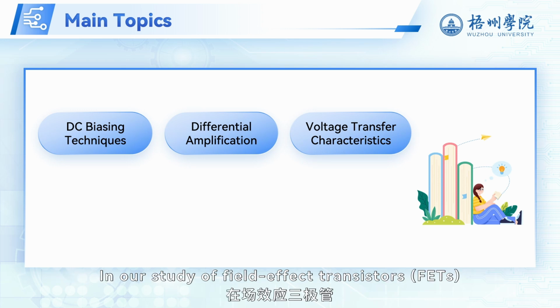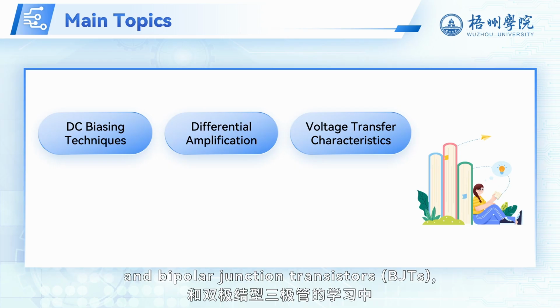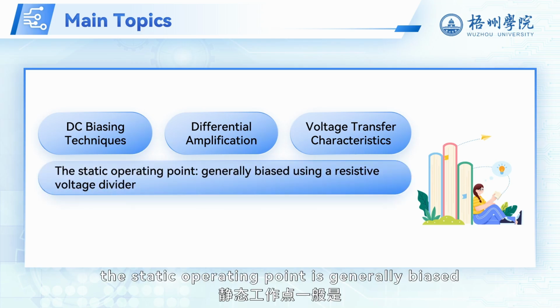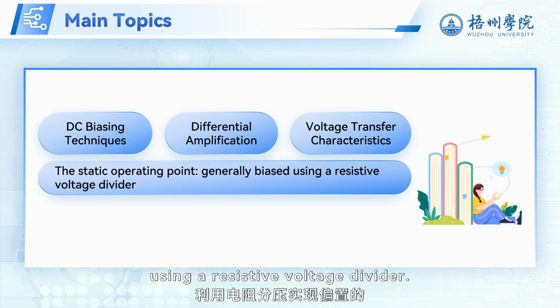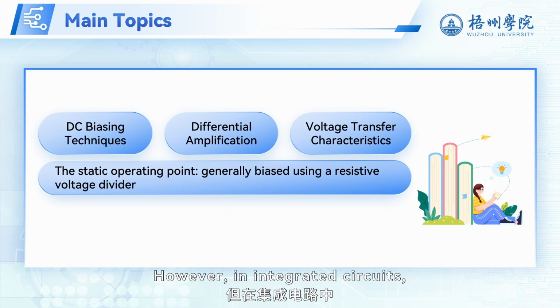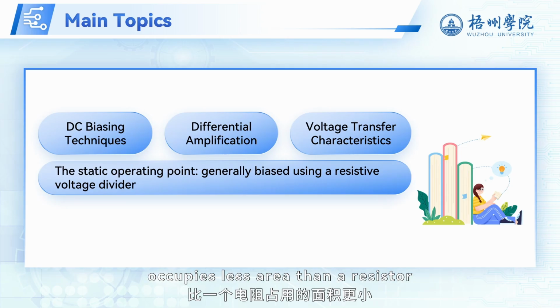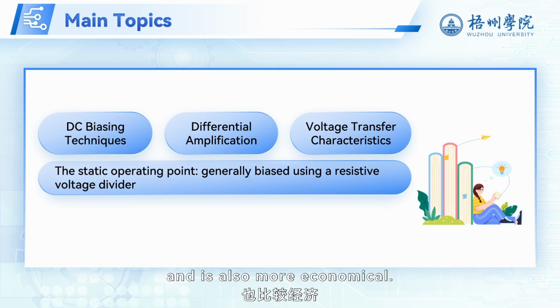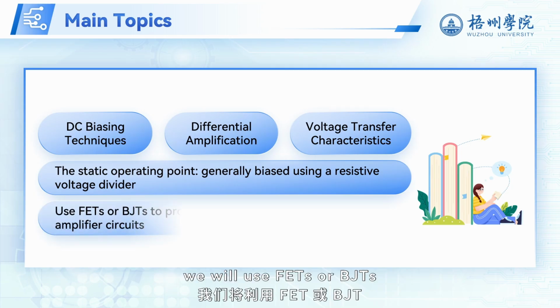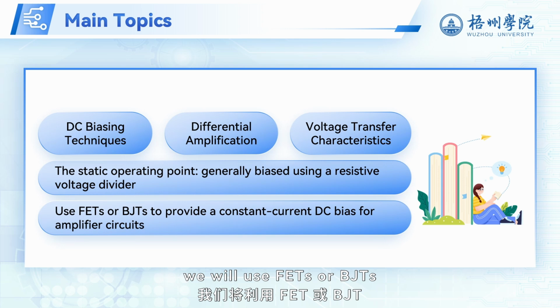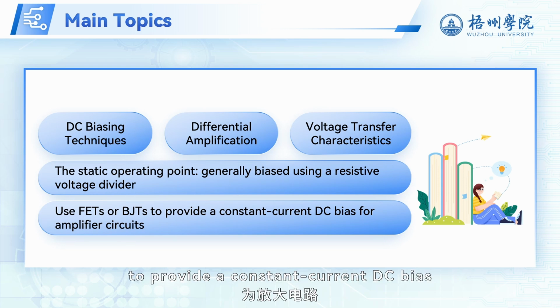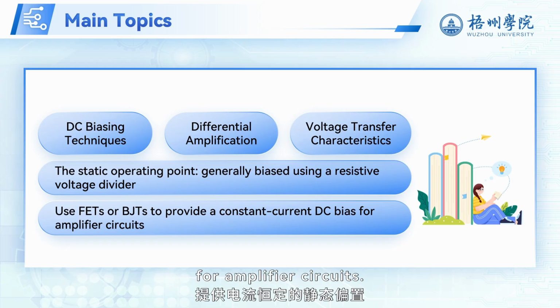In our study of FETs and BJTs, the static operating point is generally biased using a resistive voltage divider. However, in integrated circuits, fabricating a three-terminal active device occupies less area than a resistor and is also more economical. Therefore, in this chapter, we will use FETs or BJTs to provide a constant current DC bias for amplifier circuits.